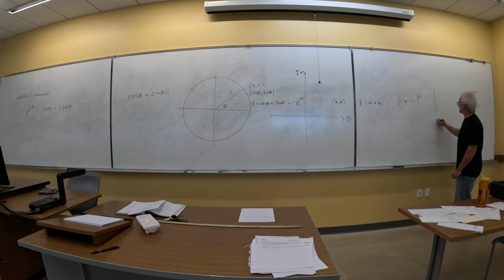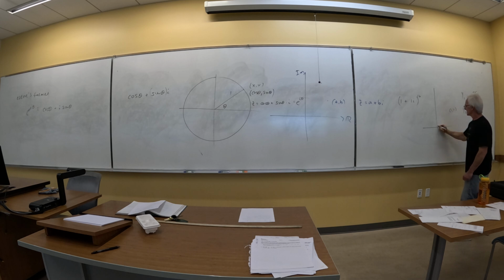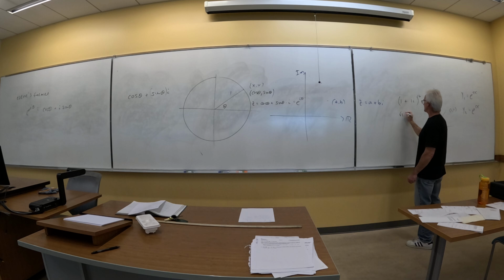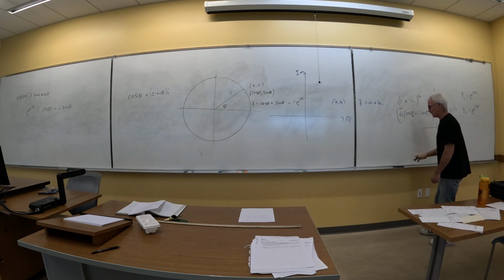I could do that. It'd be really nasty. Well, let's see. 1 plus 1i. Isn't that 1 comma 1? Yeah. So isn't that 45 degrees or pi over 4? And wouldn't that be root 2? So couldn't I rewrite this as root 2 times the cosine of pi over 4 plus i sine of pi over 4? And now raise that whole thing to the 16th power.